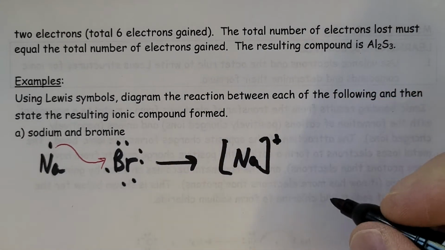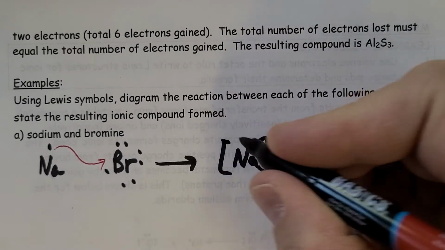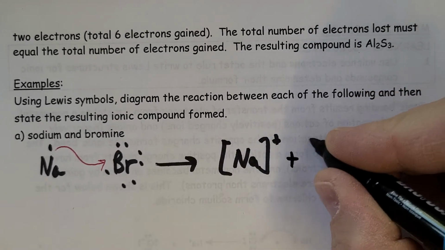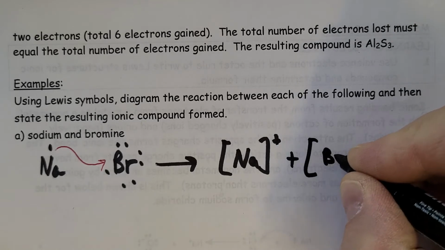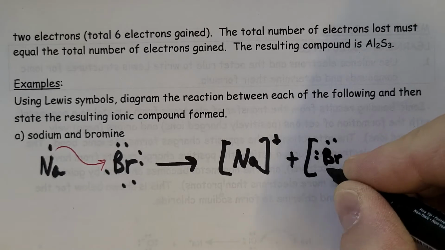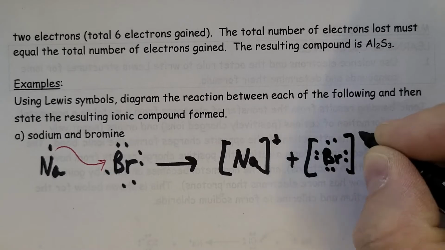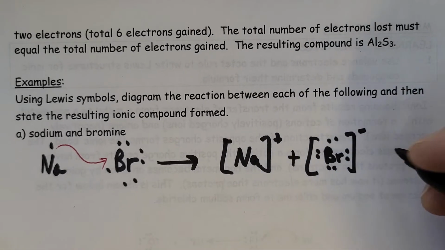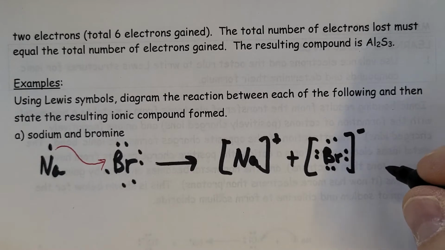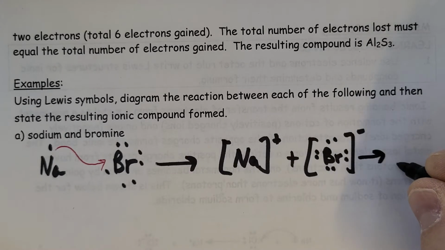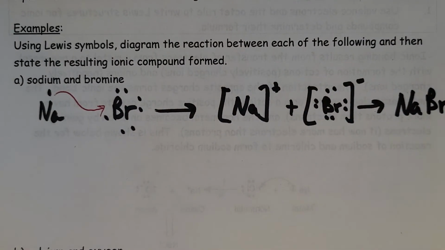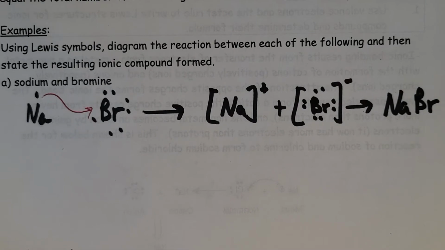So we should show that in our Lewis structure with the square brackets. And we have the bromine here. It's going to have a full level, right? Total charge of negative 1. And positive 1 and negative 1, those balance out perfectly. So the formula for sodium bromide is just NaBr. Easy, easy.